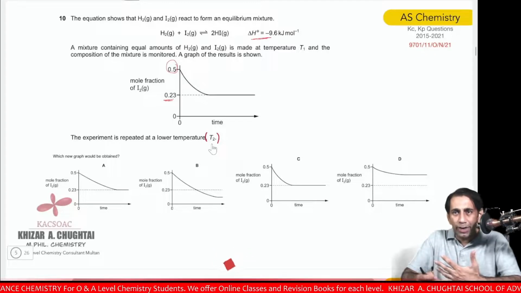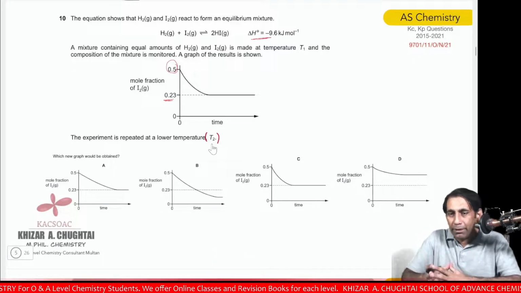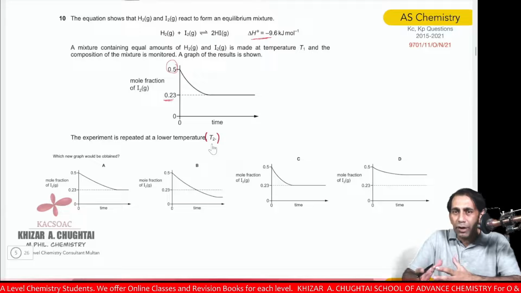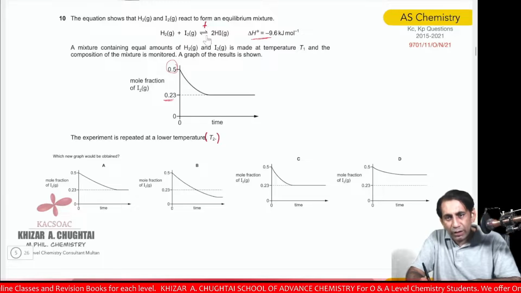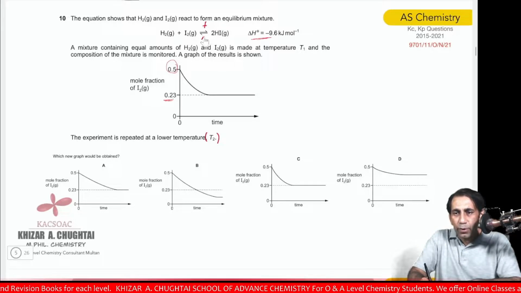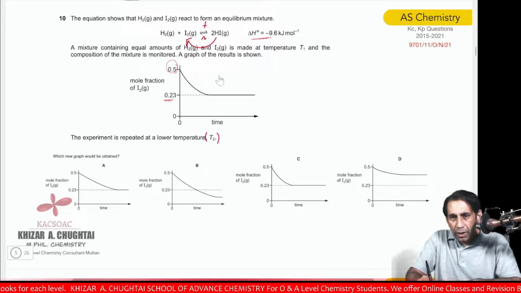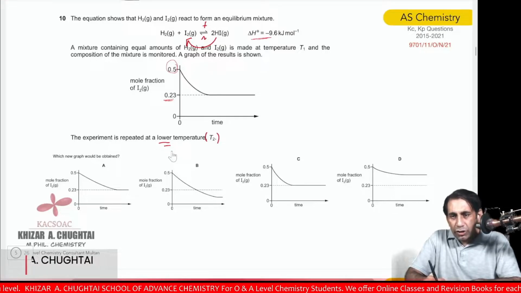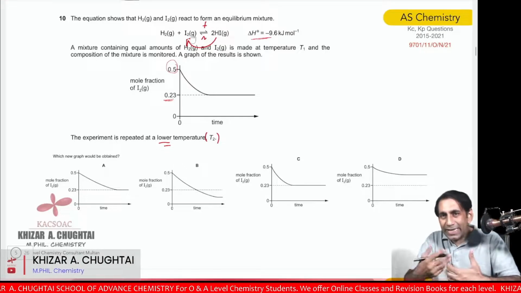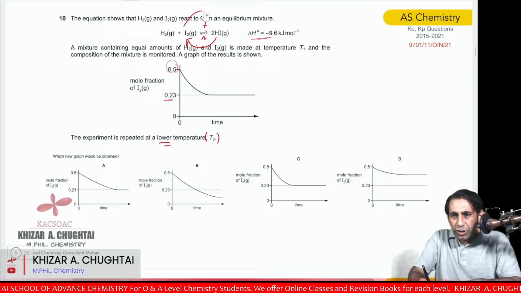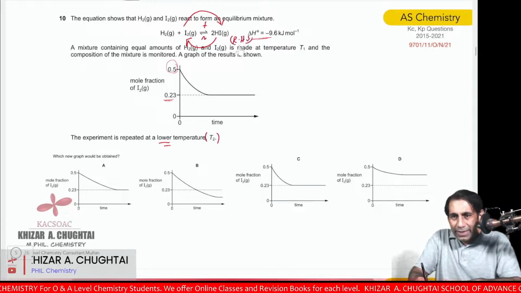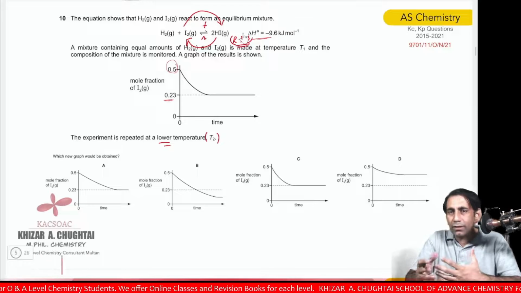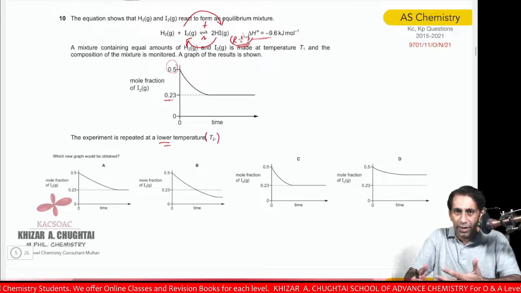By lowering the temperature, what will happen to the position of equilibrium of this reaction? It's an exothermic reaction. This forward reaction is exothermic, which means its reverse reaction will be endothermic. By decreasing the temperature, equilibrium will shift towards the right hand side. A decrease in temperature favors the exothermic side of the chemical reaction.